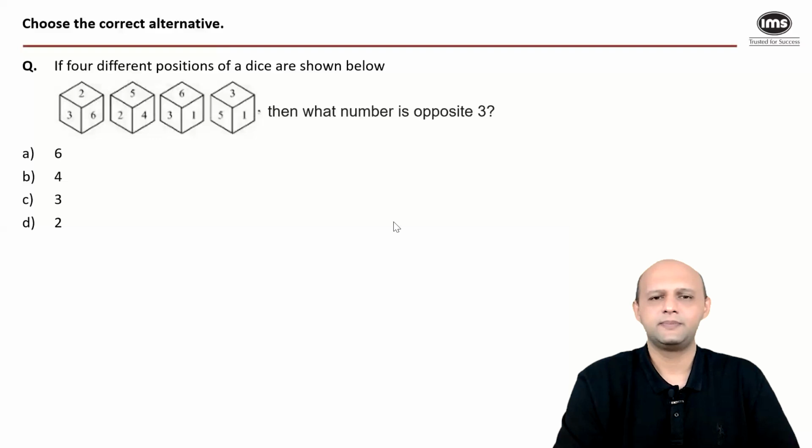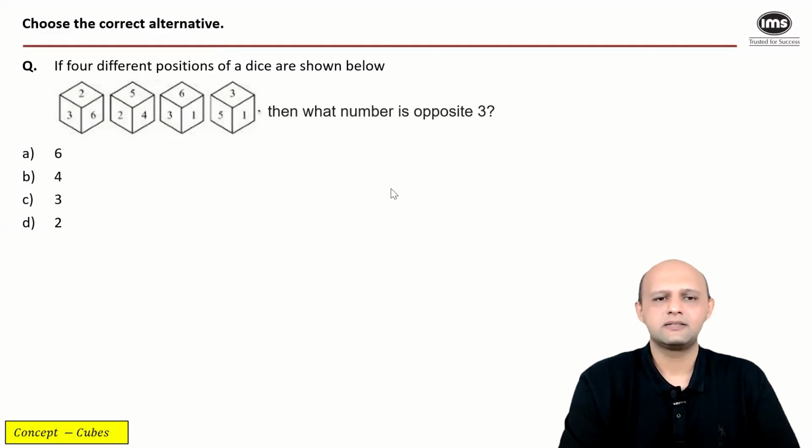Evidently, it is a rather simple question on cubes, though they have provided four positions. Do we require all four of them to understand which one is opposite 3? Not really. Let us understand this. Four different positions are provided for a dice.